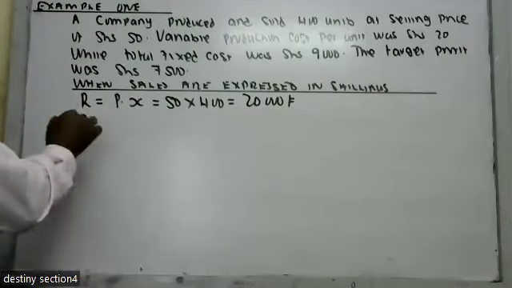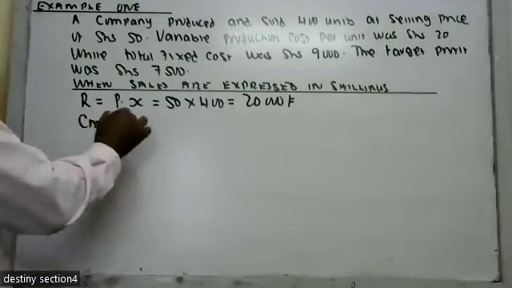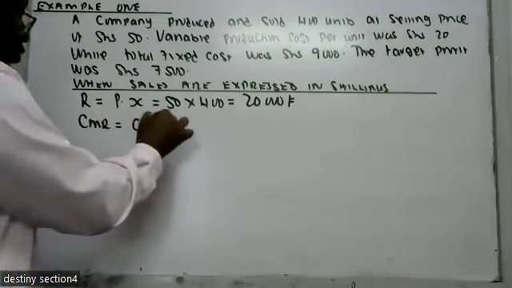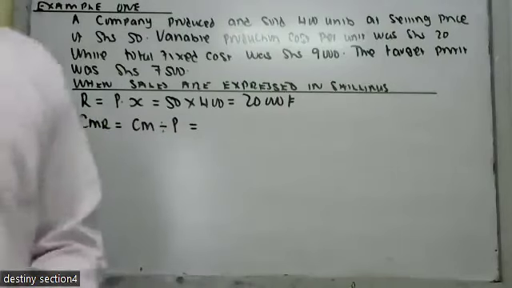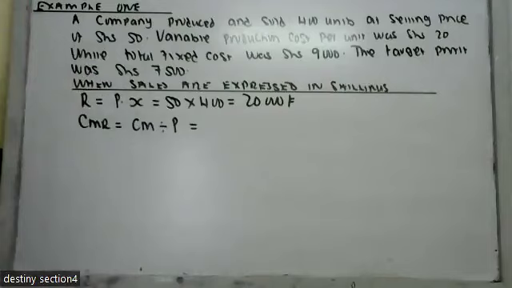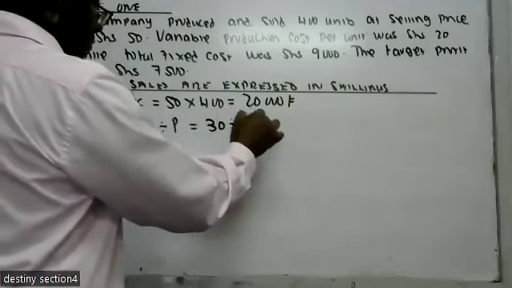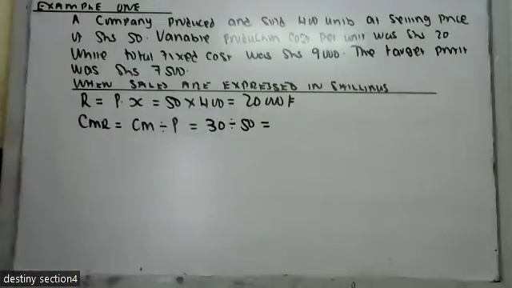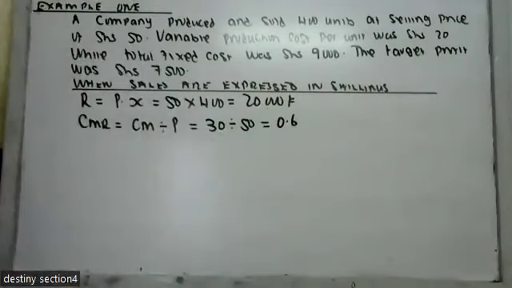The next thing is to get the contribution margin ratio. This contribution margin ratio is given as contribution margin divided by the selling price. So the contribution margin is 30, which we had computed earlier. You divide by 50. So 30 divided by 50, you are able to get 0.6.